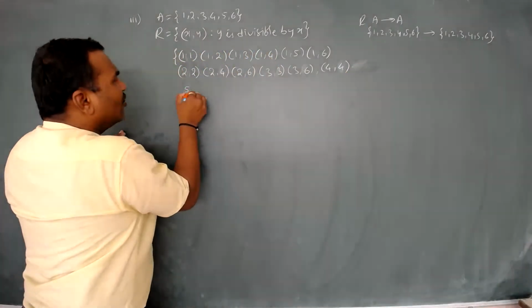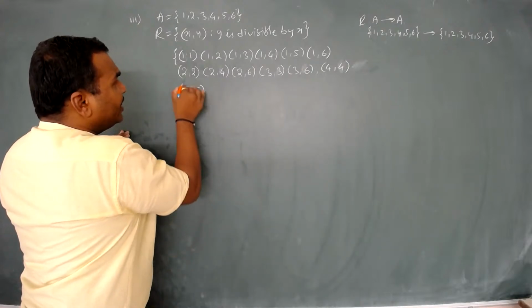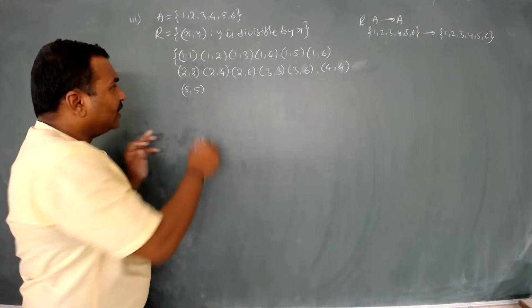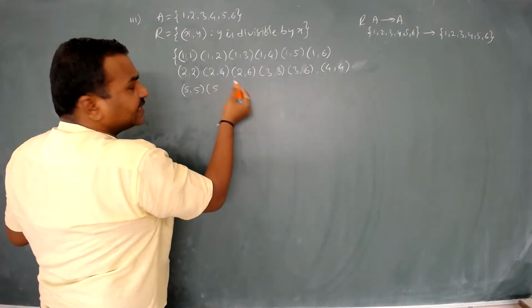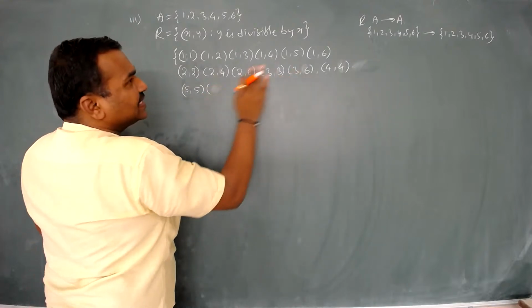Next, similarly, 5,1, 5,2, 5,3, 5,4 are not possible. Only 5,5 is possible because 5 is divisible by 5. It is possible. Okay. Next, go for 5,6. 6 is divisible by 5. It is not possible.